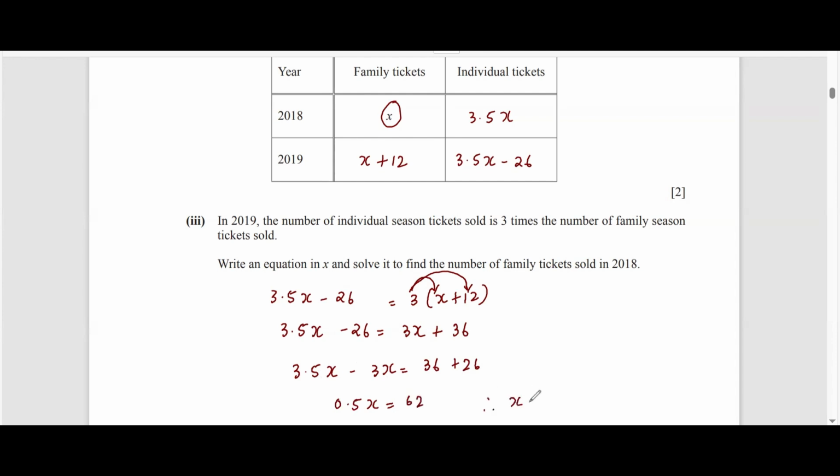Therefore, x will be 62 multiplied by 2. 0.5x means it is 1 by 2x is equal to 62. So cross multiply this, you will get x is equal to 62 times 2. That is 124. That is 124 will be your final answer. So the number of family tickets sold in 2018 is 124. So this was the last subdivision from question number 1.